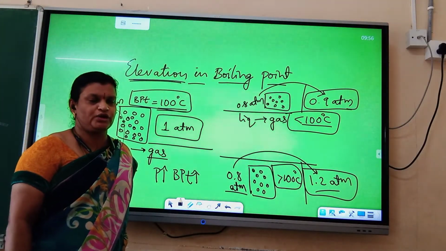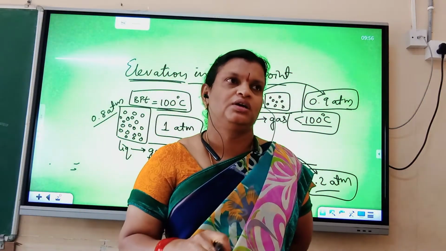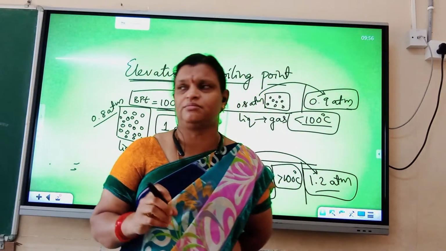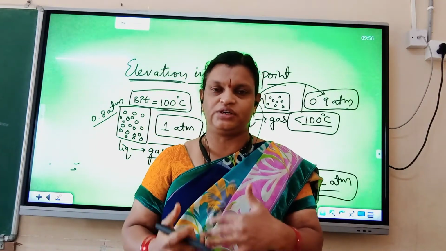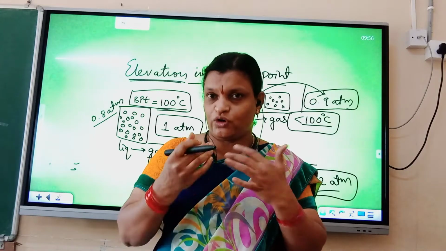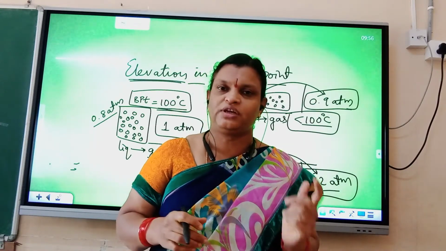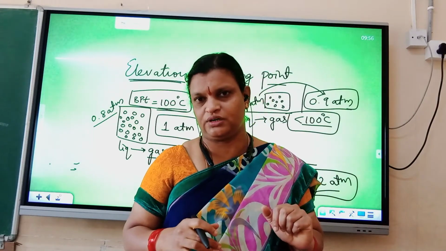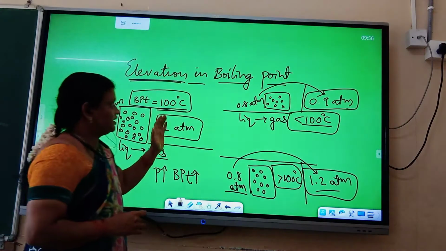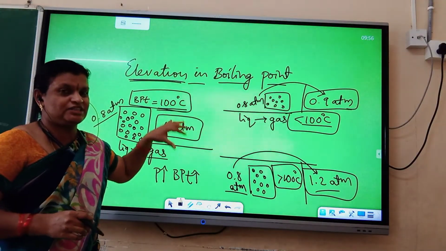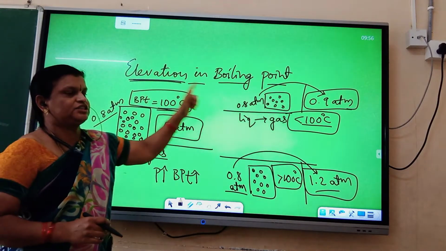Elevation in boiling point also happens when you add impurities to water, that is, when some non-volatile solute is dissolved in a volatile solvent. To explain that, again we have many different situations. But here I am talking about what happens to the boiling point when pressure increases. So we have seen elevation in the boiling point.